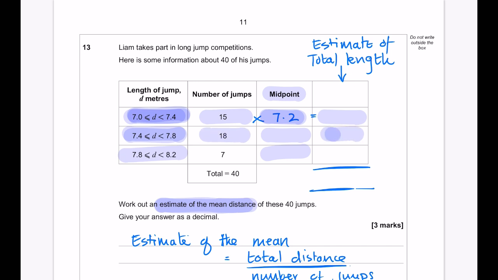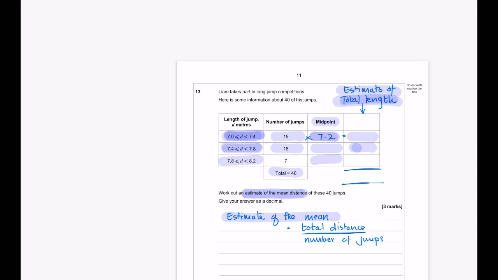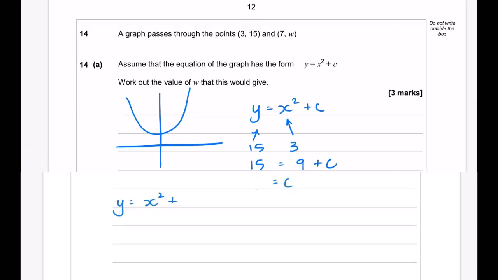And then what we want is an estimate of the total length. That's because if you look down here, an estimate of the mean is the total distance, or as I said up here, the total length, divided by the number of jumps, because we're going to share it by that. And they've already told us the total number of jumps. So that should be enough to give you an answer on that.